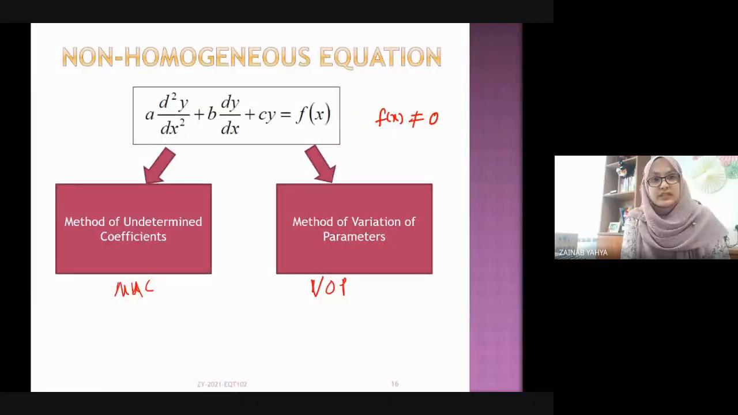So as I mentioned before, this is to solve non-homogeneous equation where f(x) does not equal 0. There are two methods, method of undetermined coefficients and method of variation of parameters. For today's class, I will cover the method of undetermined coefficients.